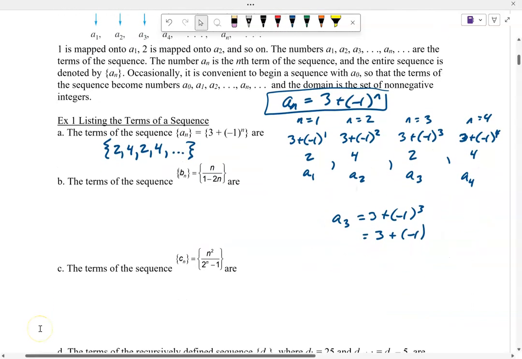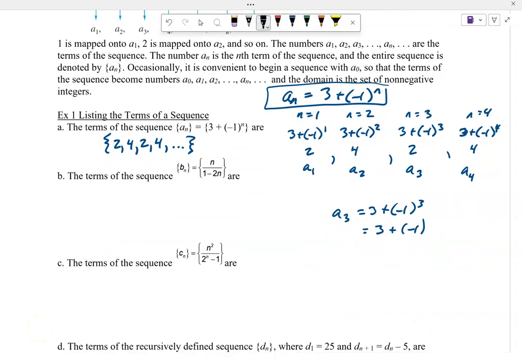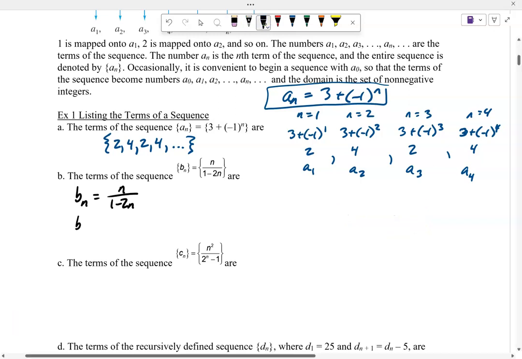This next one, b sub n equals n over 1 minus 2n. Here's your explicit formula. This is a good one. Go ahead and write out the first 4 terms or so. Good time to pause the video. Well, here's our first term, 1 over negative 1. So negative 1 is our first term.